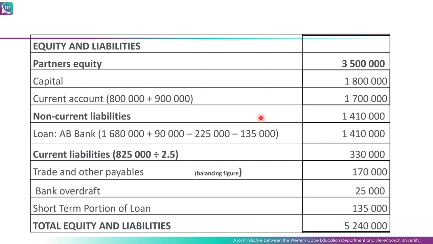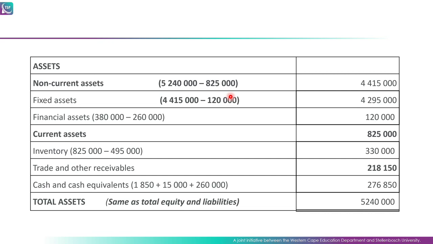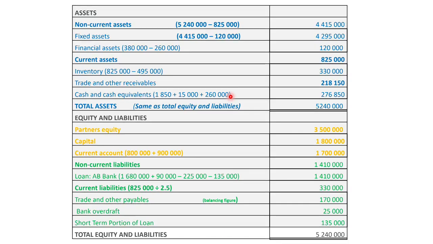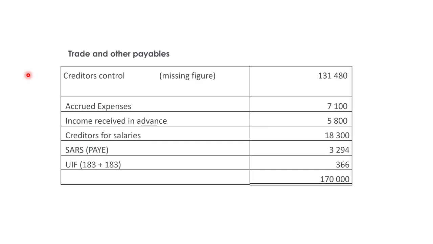Again, if you have any questions, you can always comment on the Facebook page or send a WhatsApp. I hope that everything is very clear and makes sense. What I tried to do was incorporate blue for assets and green for liabilities. I hope this all makes sense, because all this information comes together. And then we also have our trade and other payables note, which was also given.